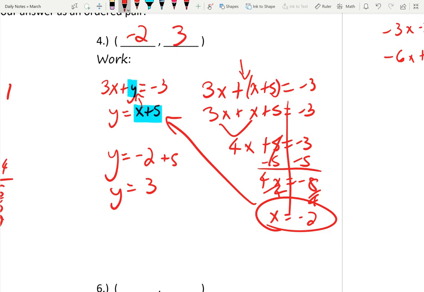So again, if you're wondering how I got 3, it's because I took x and I plugged it in. X, remember, is negative 2. So if it's x plus 5, then I have negative 2 plus 5, and that's how I got 3.